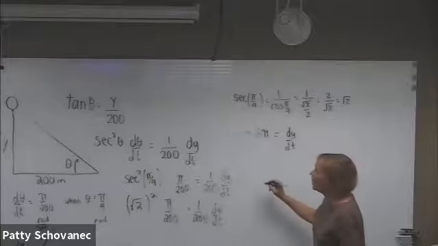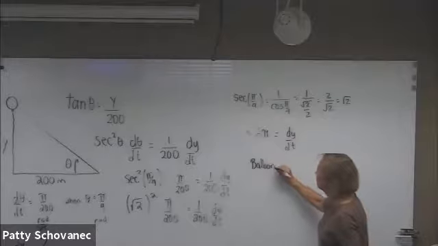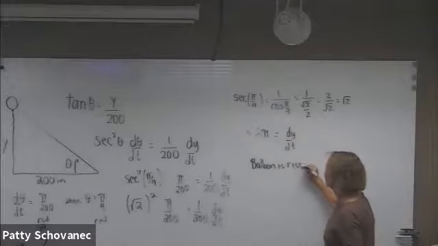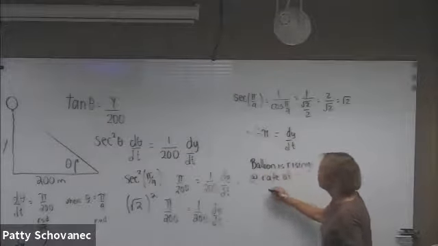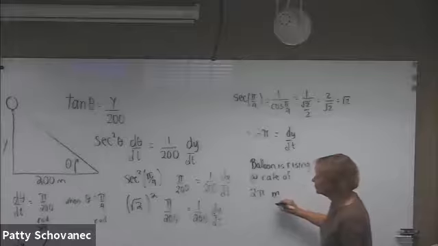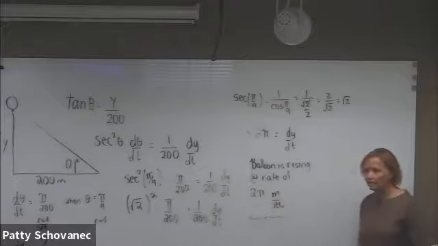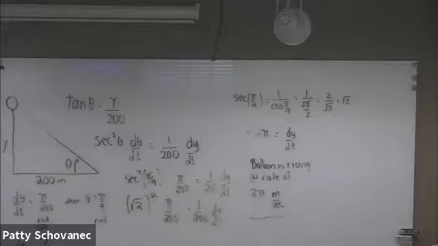So in words, y was the balloon. So the balloon is rising, positive, at a rate of 2 pi. What would that be measured in? Meters per second, because it's a rate. A little over 6 meters per second, that thing's going up. The 200s cancel because you just multiply both sides by 200.